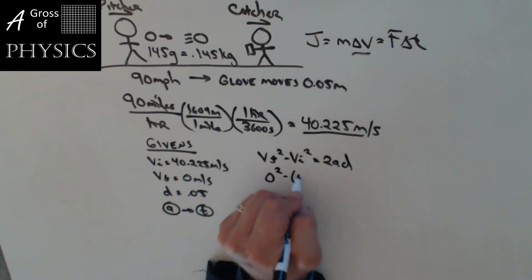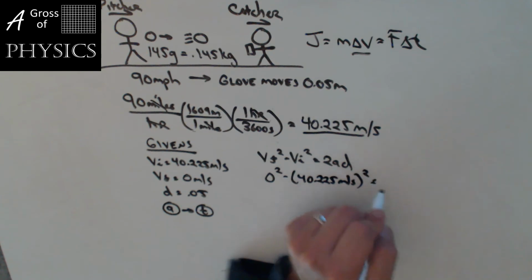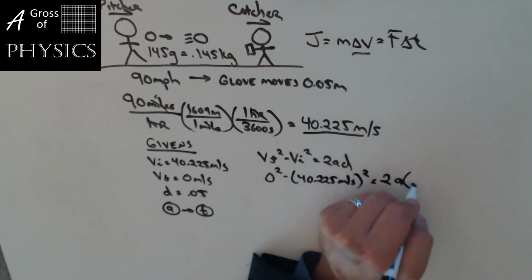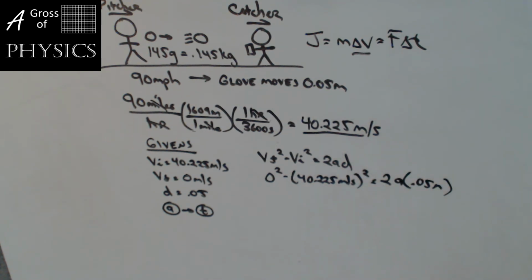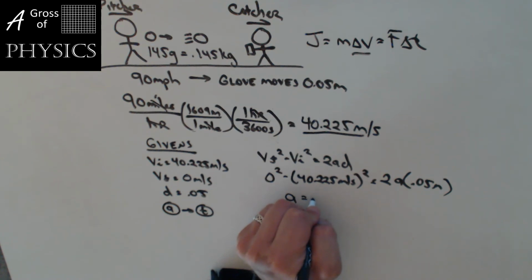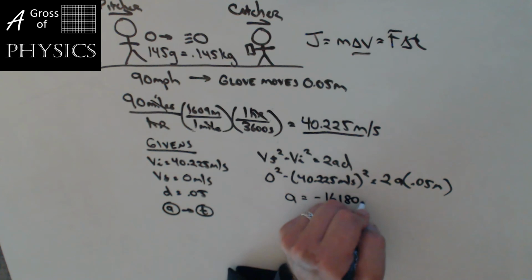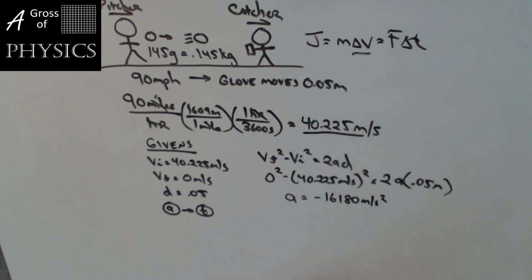0 squared minus 40.225 meters per second squared equals 2a times 0.05 meters. So, 40.225 squared divided by 2 divided by 0.05. The acceleration on the ball is going to be a negative 16,180 meters per second squared.